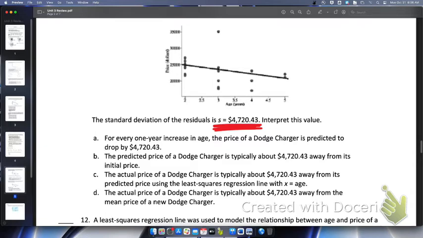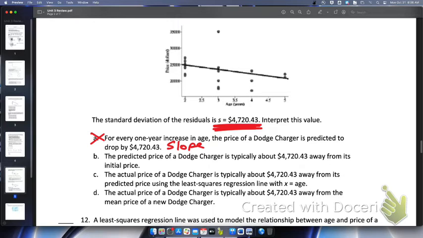It is just the typical variation in the residuals. So, for every 1 year increase in age, the price of a Dodge Charger is predicted to drop by. That sounds like a slope interpretation. So this is more trying to interpret slope. So it's not A. The predicted price of a Dodge Charger is typically about 4,720.43 away from its initial price. Maybe, I don't know. Let's see.